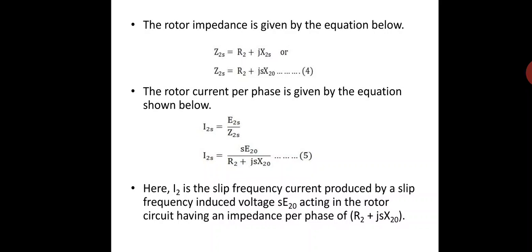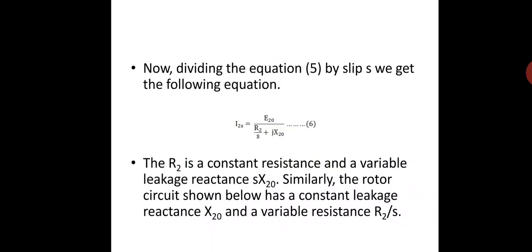Already I have told you the rotor current is affected by the slip value. See the expression for I2S, which depends on S into E2 naught, which depends on the slip value. That's why I say the rotor current is also affected by slip. Now dividing the expression by the slip value S, the expression becomes I2S equal to E2 naught divided by R2 by S plus JX2 naught. From this we can say that the reactance is a fixed value, but the resistance varies with the slip value.